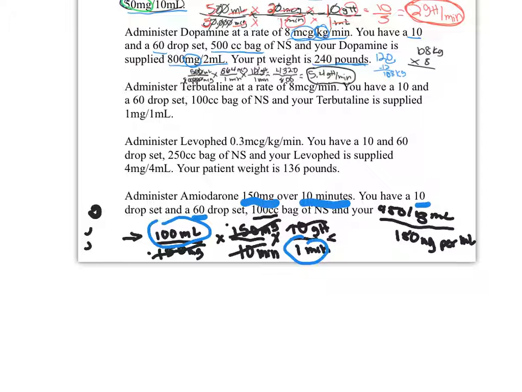So my drop rate to give 150 milligrams of amiodarone in 10 minutes, I need to set my drip rate at 100 drops per minute. That's what I'm left with, because look, everything else has canceled out. And I put minute here. I was actually supposed to put milliliters, so I apologize for that. I may have done that with an earlier problem too.